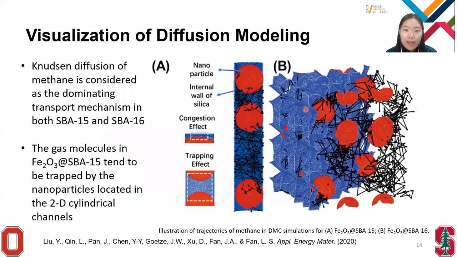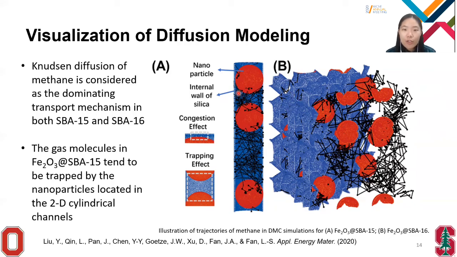To have a better understanding of the difference between SBA15 supported nanoparticle and SBA16 supported nanoparticle, we used dynamic Monte Carlo simulation. The result here reveals that iron oxide nanoparticles can influence the gas diffusivity by different molecular mechanics in its two different mesopore structures.